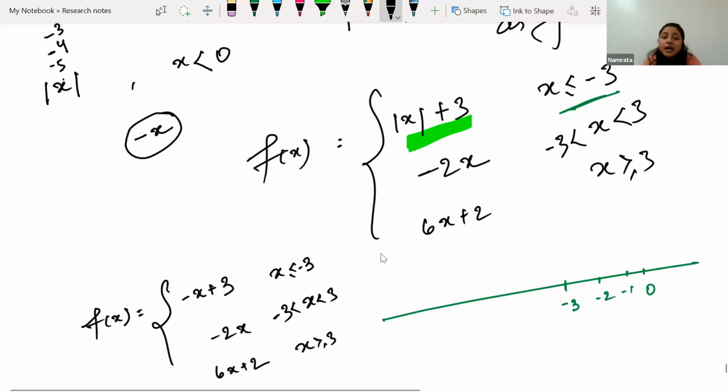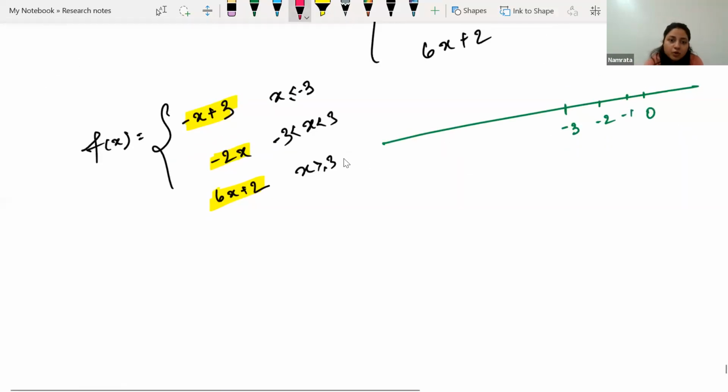Okay, we have to check the point of discontinuity. Now if you focus on the functions in all three cases, this is a polynomial, this is a linear polynomial, this is also a polynomial. We know a polynomial is continuous everywhere. So according to the points given we have to check whether these points are points of continuity or points of discontinuity. Let's check.